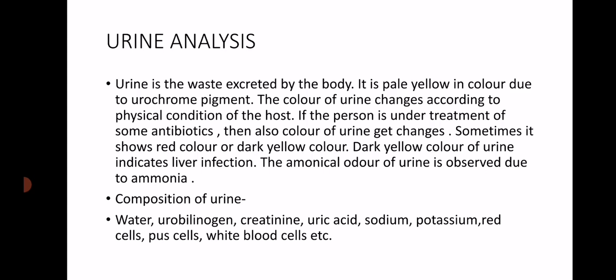So dark yellow color of the urine sample sometimes indicates liver infection and jaundice, and the ammoniacal odor of urine is observed due to the presence of ammonia in it. The composition of the urine sample is like this: it contains water, then pigments like urobilinogen, creatinine, uric acid, sodium, potassium, red cells, pus cells, and white blood cells.